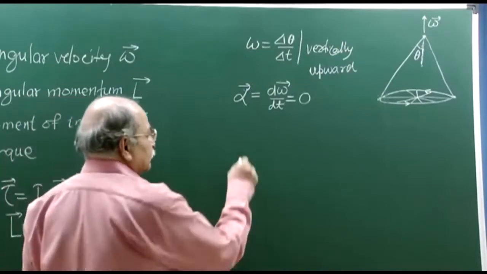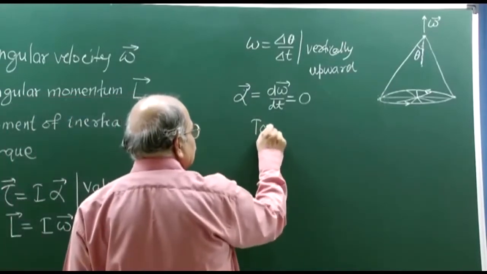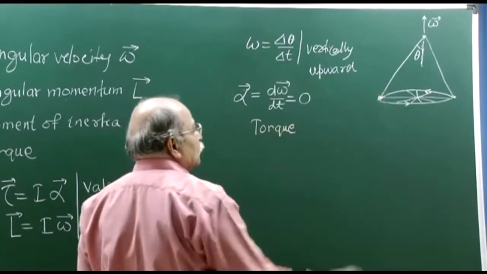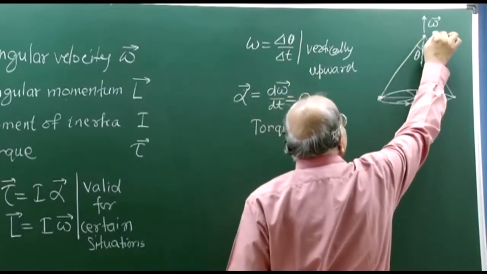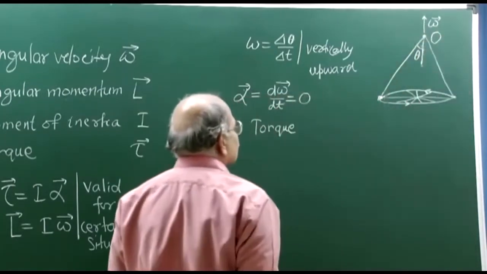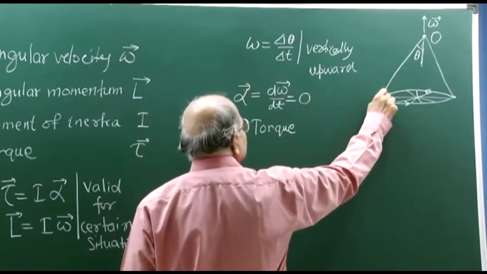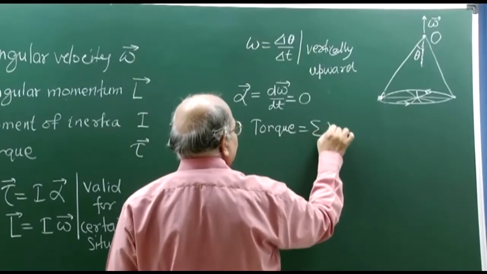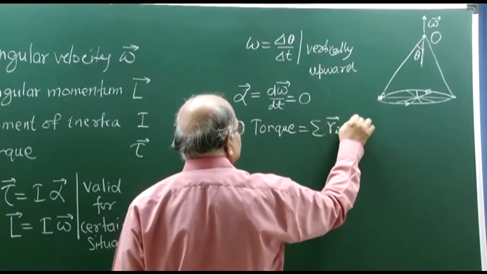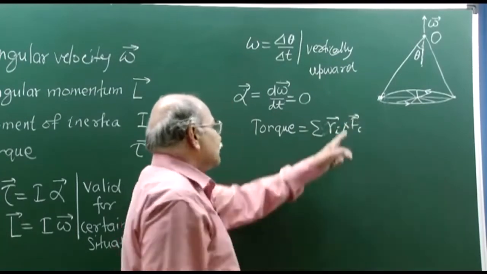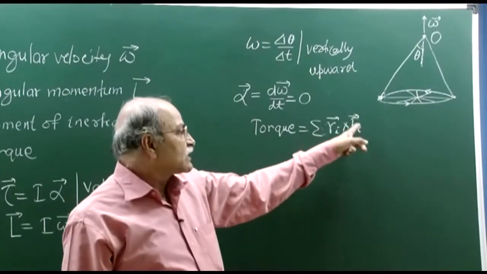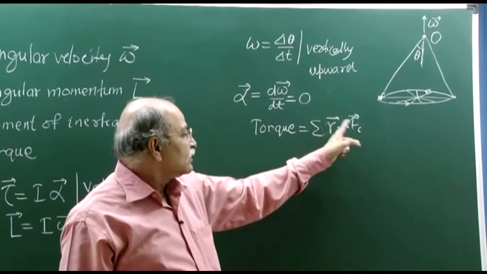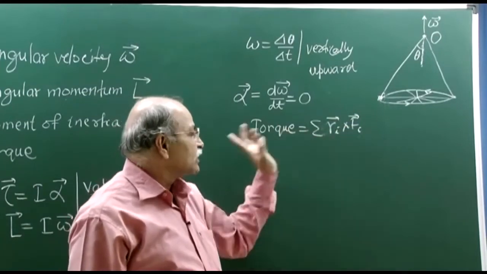Next is torque. So, let us calculate what is the torque on this rotating ball. This is the point of suspension and I take my origin here. So, torque on this ball is the summation of Ri cross Fi. I have to look for all the forces, and for each force find this Ri cross Fi, and add that torque vectorially to get the total torque.